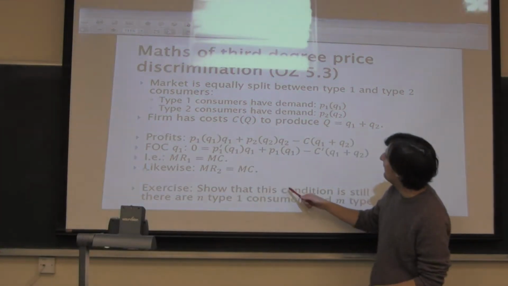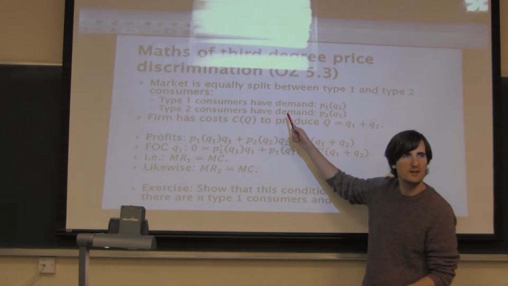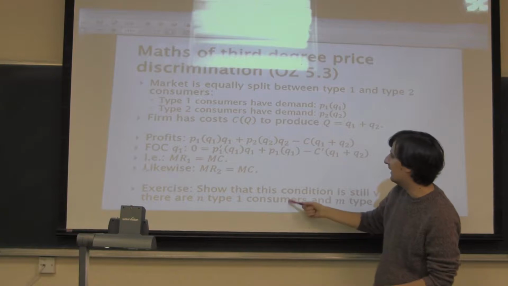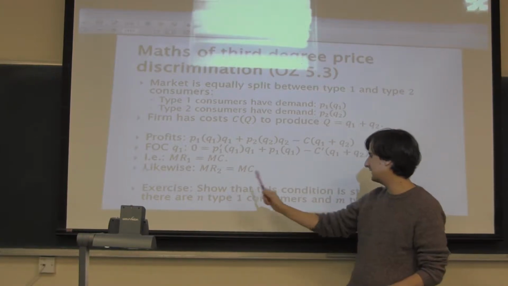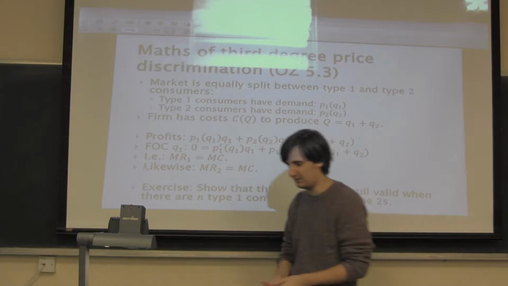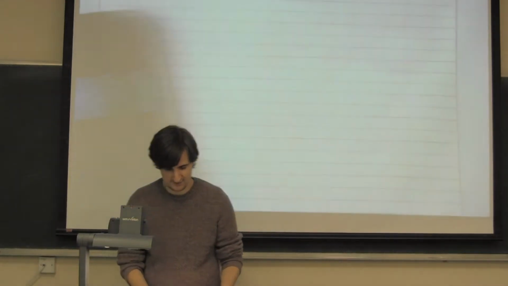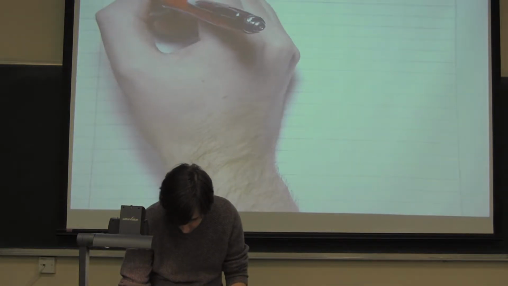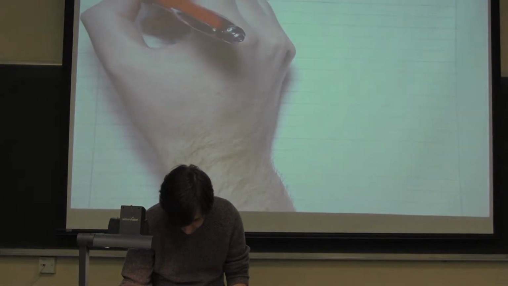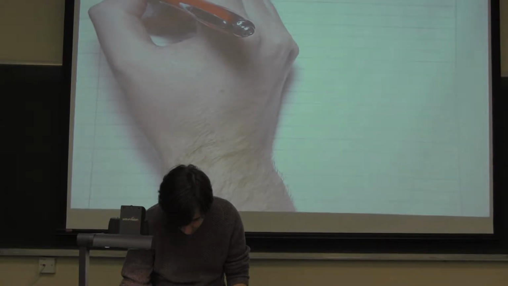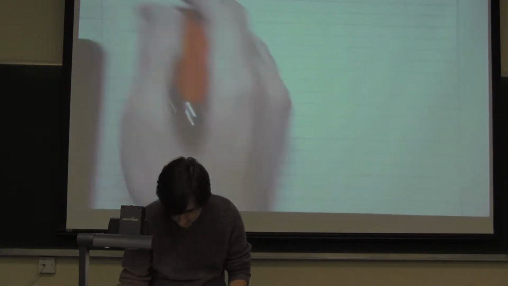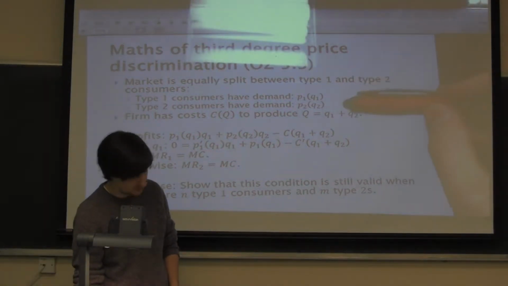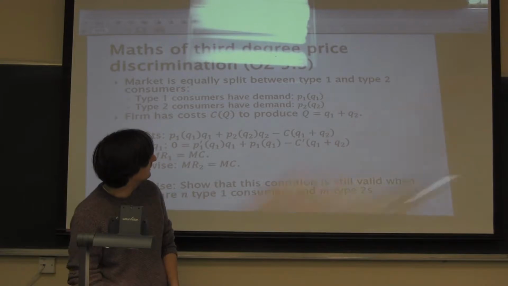So just this thing at the bottom, so here we had two consumers. One type 1 consumer, one type 2 consumer. And the exercise said, well, what happens if you've got n type 1 consumers and m type 2 consumers? Okay, then the firm's profits are, well, from selling to the... Okay, so each type 1 consumer has demand P1 and Q1.